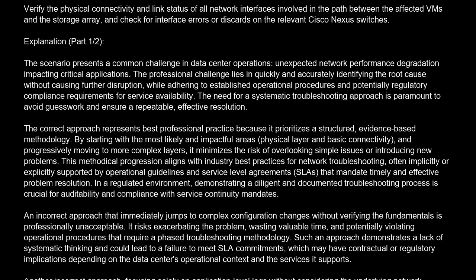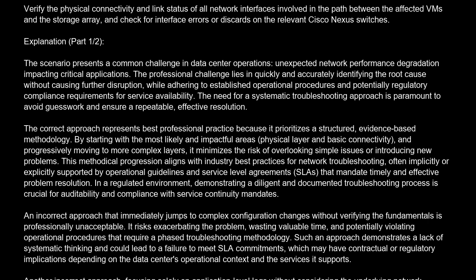In a regulated environment, demonstrating a diligent and documented troubleshooting process is crucial for auditability and compliance with service continuity mandates. An incorrect approach that immediately jumps to complex configuration changes without verifying the fundamentals is professionally unacceptable. It risks exacerbating the problem, wasting valuable time, and potentially violating operational procedures that require a phased troubleshooting methodology. Such an approach demonstrates a lack of systematic thinking and could lead to a failure to meet SLA commitments, which may have contractual or regulatory implications depending on the data center's operational context and the services it supports.